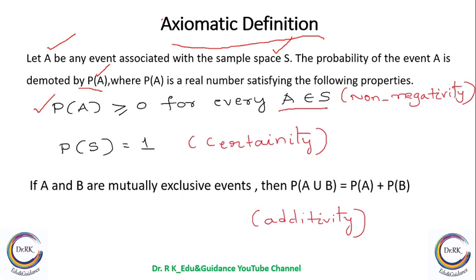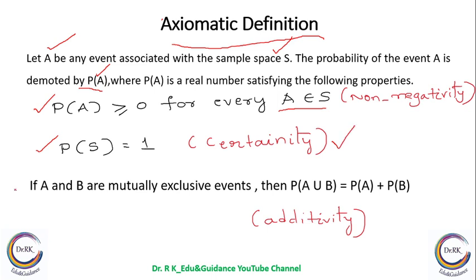That means the probability of an event belonging to S is always non-negative, P of A greater than or equal to 0, including 0 here. And the second one is probability of S equal to 1, where S is the sample space. That is a property which is called the certainty property.